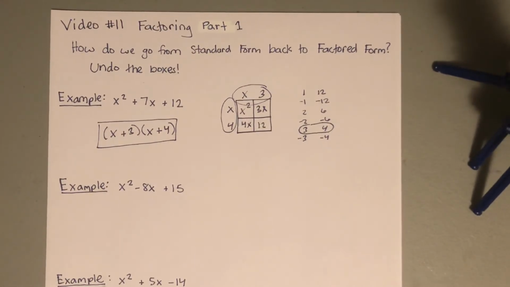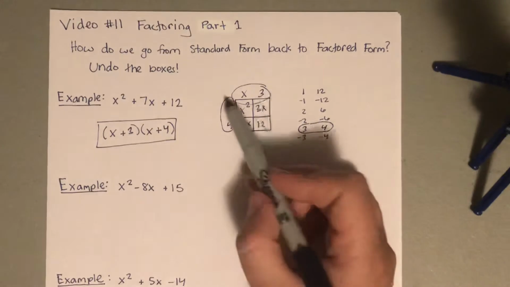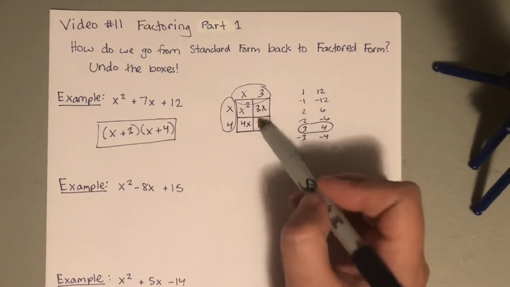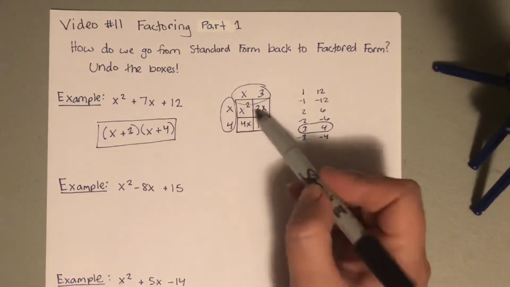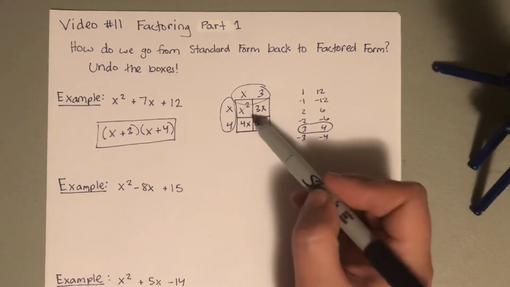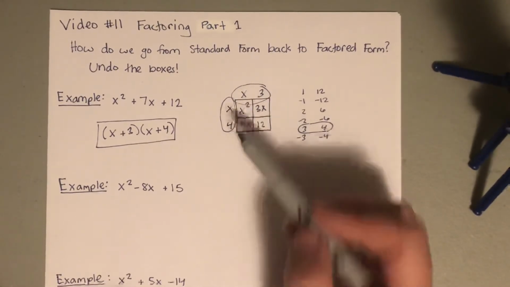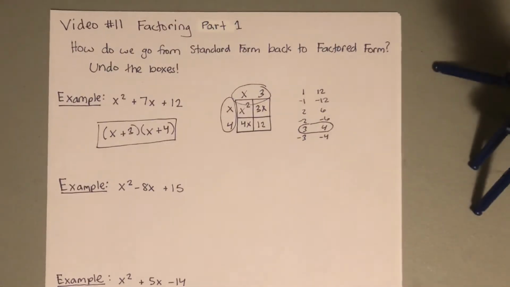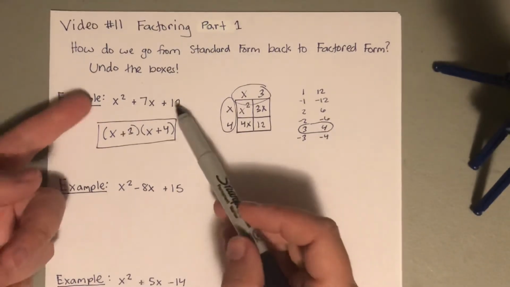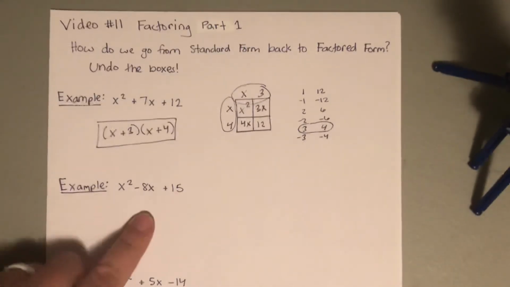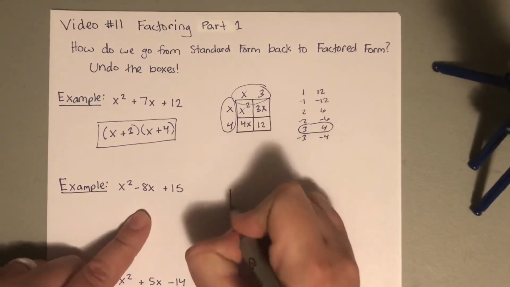So instead of having the outsides and multiplying into the box, now we have some clues about what the inside looks like. We need to figure out what the outside has to be to get us there. Essentially, we're going backwards to go from standard form back to factored form. So let's try this one. I'm going to make my boxes.